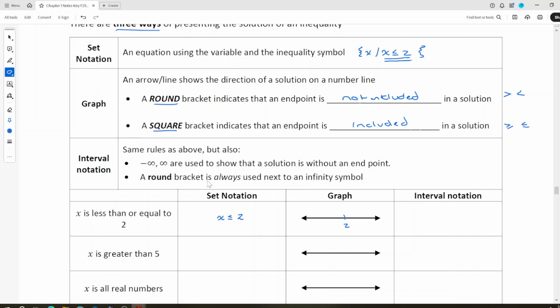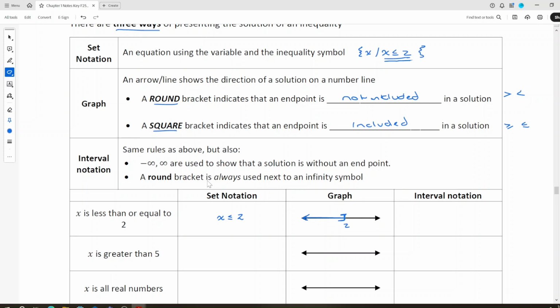Now, less than or equal to is going to be a square bracket because I can be equal to. And because it's less, I'm going to have an arrow pointing to the left. So from 2, all of these numbers are less than 2. To show that I could be equal to 2, I'm going to use a square bracket to close it off.